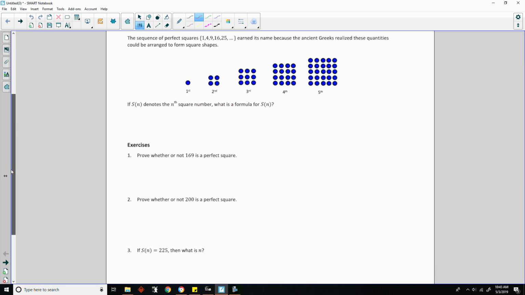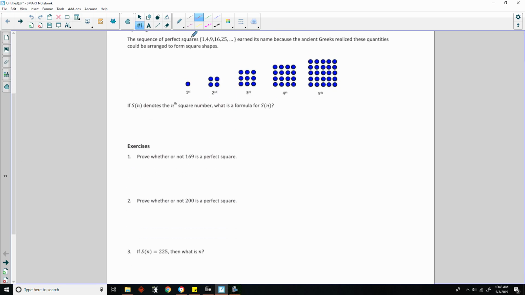Opening exercise. The sequence of perfect squares is 1, 1 times 1 is 1; 4, 2 times 2 is 4; 3 times 3 is 9; 4 times 4 is 16; 5 times 5 is 25, and so on. It earned its name because the ancient Greeks realized these quantities could be arranged to form square shapes.